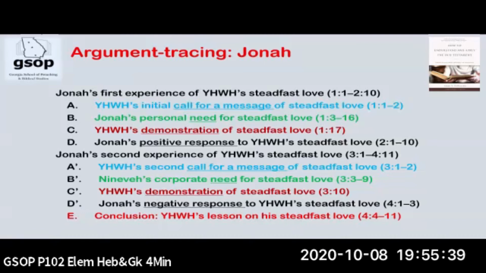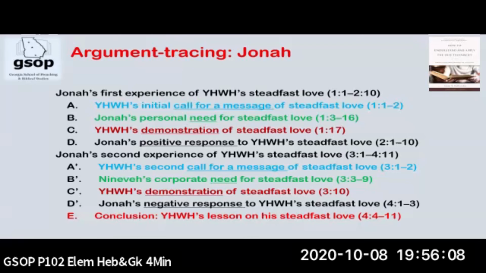But the parallel, D prime, in the second is Jonah's negative response. Why is there a negative response? Because God relented the calamity upon Nineveh. And so Jonah was not happy, right? And so he had this negative response in chapter 4, verses 1 through 3.